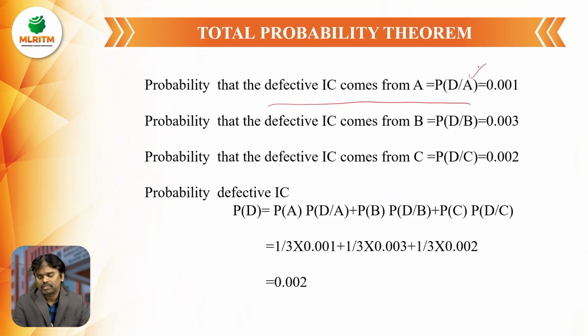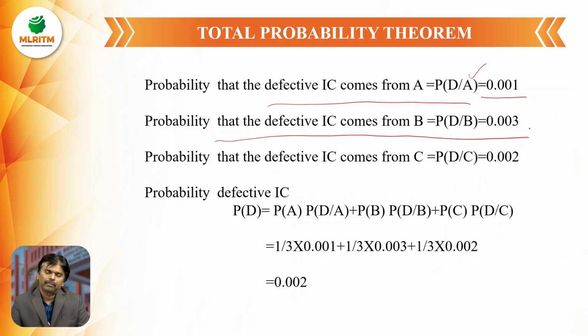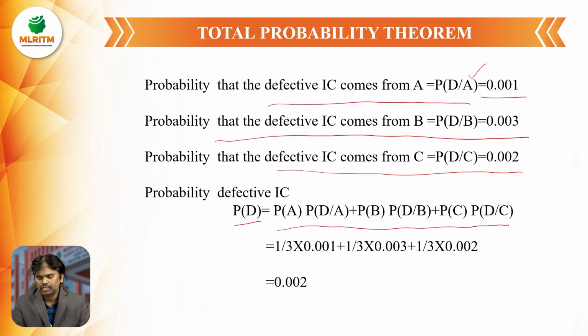an IC is manufactured that is defective, and that probability is 0.01. Similarly, the probability that the defective IC comes from source B is 0.003. The probability that the defective IC comes from source C, P of D given C, is 0.002. Here I have to find the defective IC that comes from any one of the three sources. So the probability of a defective IC is equal to, from the total probability theorem, P of A into P of D given A, plus P of B into P of D given B, plus P of C into P of D given C.